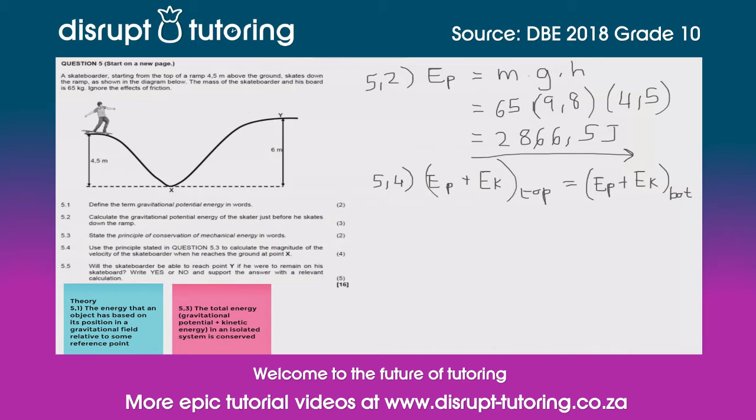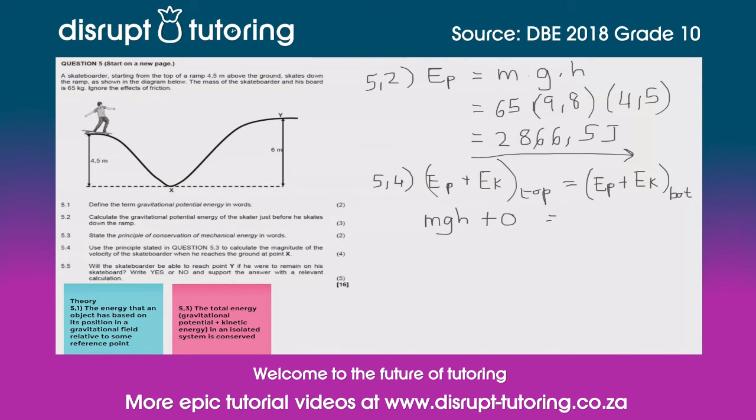We now know that at the top of the ramp, because he has no movement, his kinetic energy is 0, but his potential energy is at a maximum. So at the top of the ramp, it's mgh plus 0, because we know he's not moving.